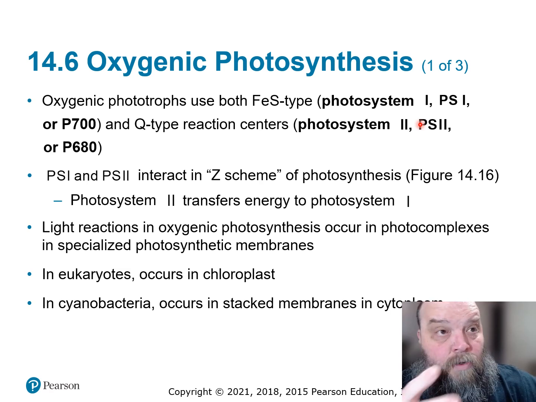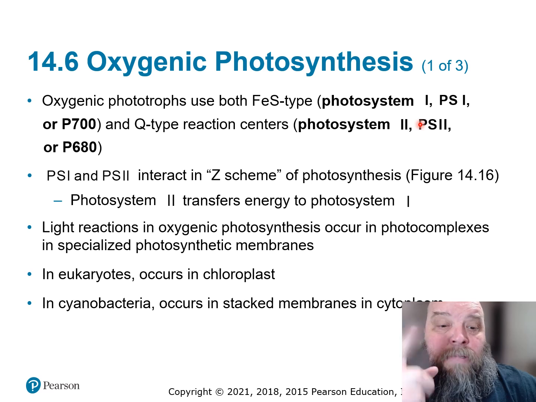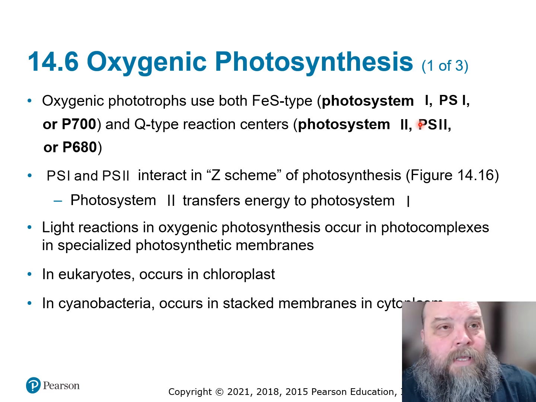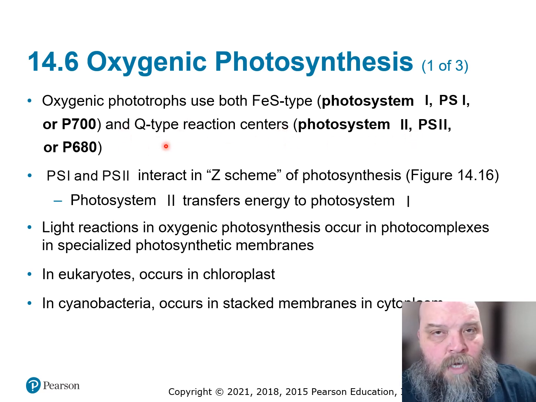Everything you've learned about in other courses, chances are it's going to be based on plant biology. Here it's not going to be plant biology. Here we're going to be focusing on the different prokaryotes and how they do it. So we're going to see that photosystem 1 is going to be an iron-sulfur type complex. Photosystem 2, Q-type, the quinone.